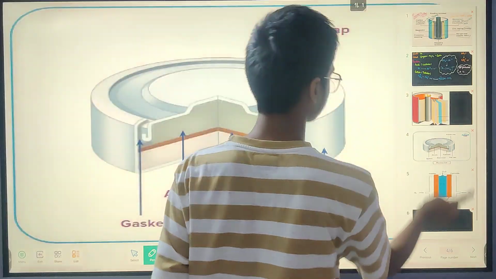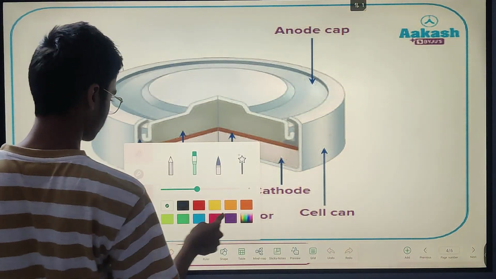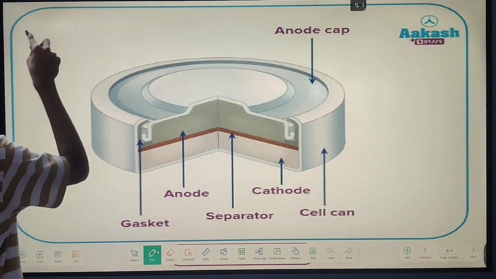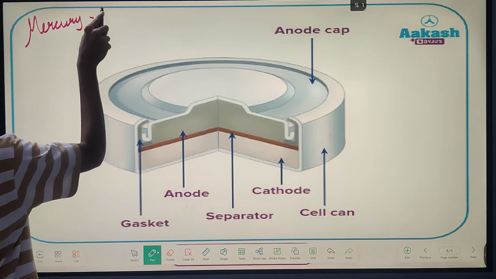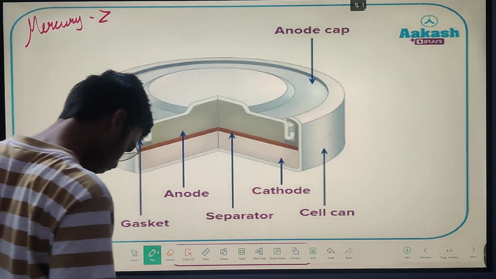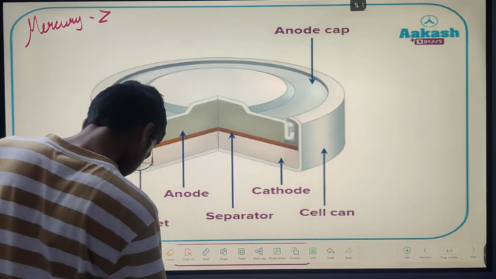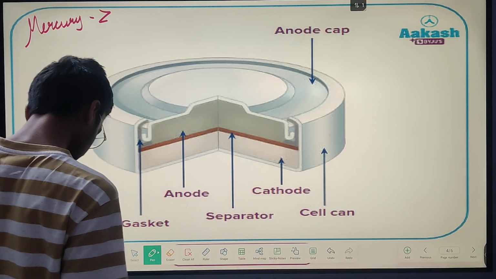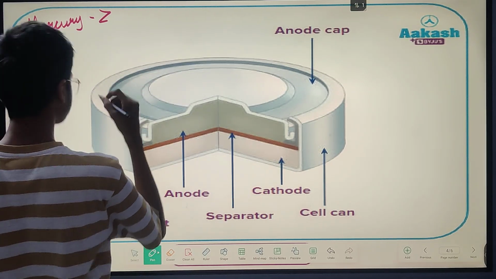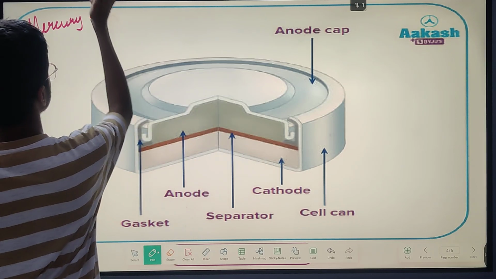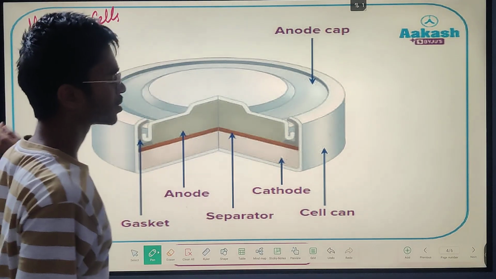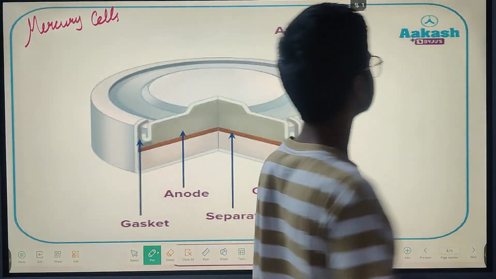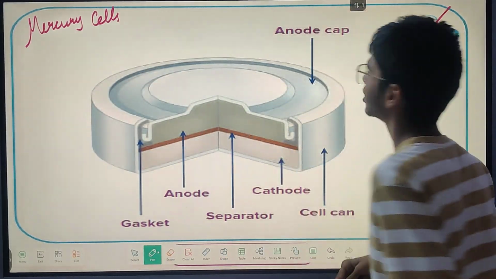Next is mercury. I'm very sorry for the sudden change in the color. Mercury zinc cell. It is just a mercury cell, but also mercury zinc. Just mercury only will write, no need of any extra things. Mercury cells, but this is known as the mercury zinc cell.